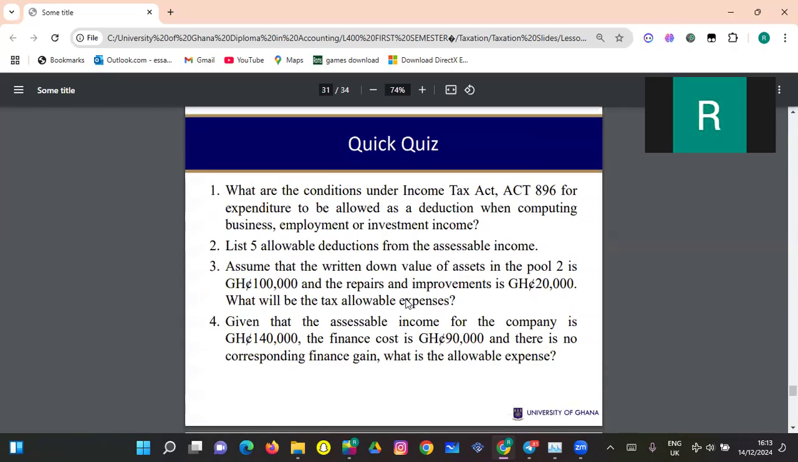For example, the condition is that the expenditure must be wholly, exclusively or necessarily incurred. Then here we have repairs and improvements, bad debts, rent, and the likes.